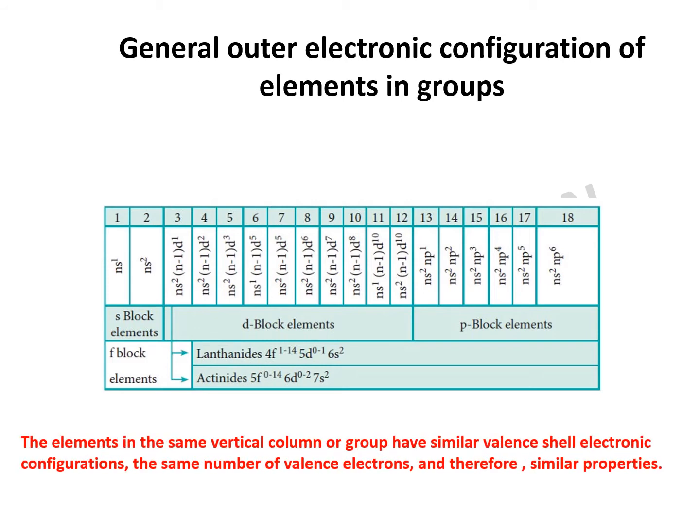We can conclude the elements in the same vertical column or group have similar valence shell electronic configuration, the same number of valence electrons, and therefore they show similar properties. Hence, on the basis of electronic configuration, the periodic table is divided into 4 blocks depending upon the entry of the last electron in a particular orbital. The 4 blocks are s, p, d and f.